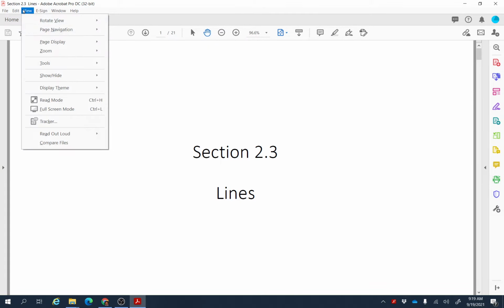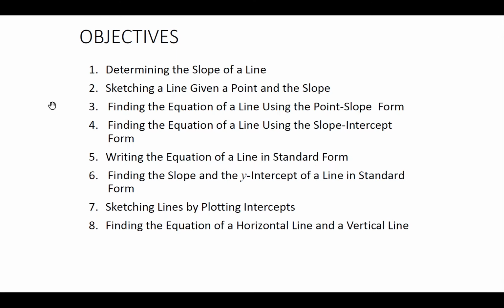Section 2.3, lines. In this section, these are the objectives. We have to find out the slope of a line. We're going to talk about that. After that, we try to graph a line with the slope and a point on the line, and we try to express the equation of a line in point slope form, slope intercept form, and then in standard form. So these are the objectives.